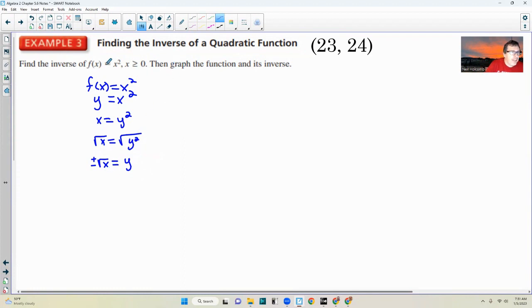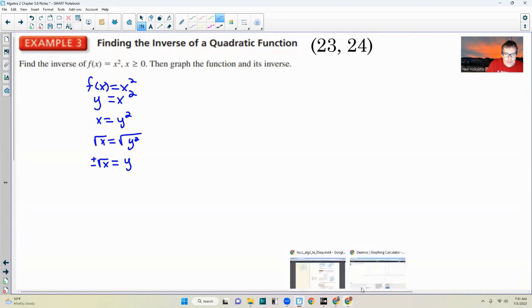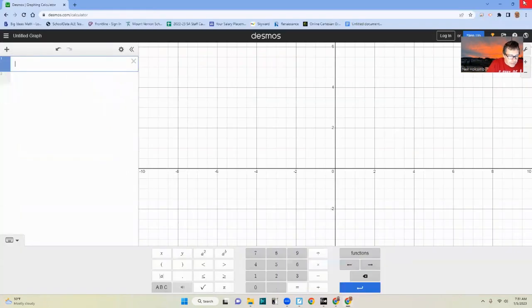And it says to find the inverse of x squared when x is positive. I'm only going to do positive numbers because negative numbers would be imaginary in the inverse. So I can't do those. So I'm going to graph x squared. So I'm going to go to Desmos. It says to graph the functions when you're done.